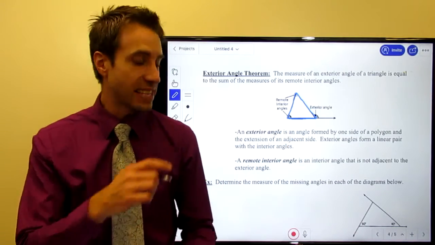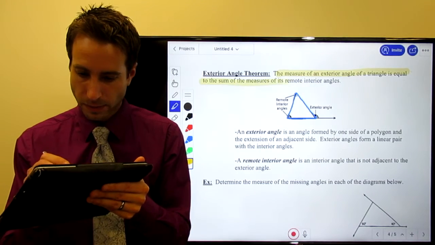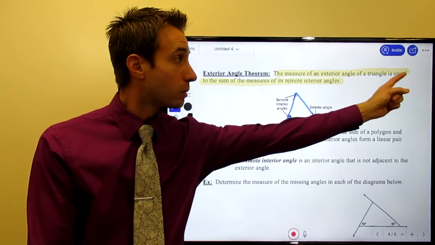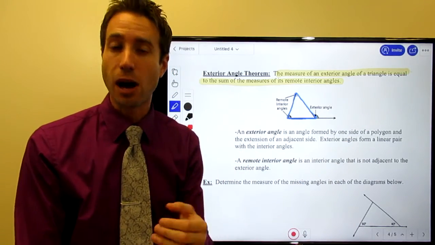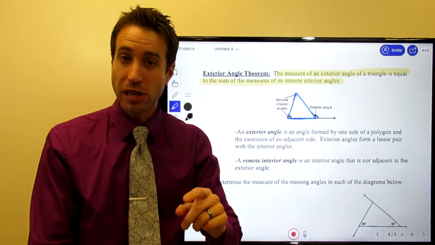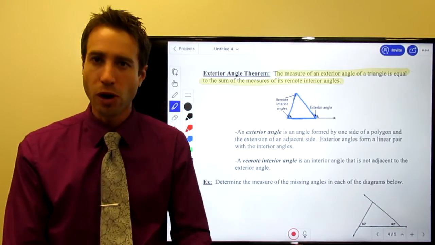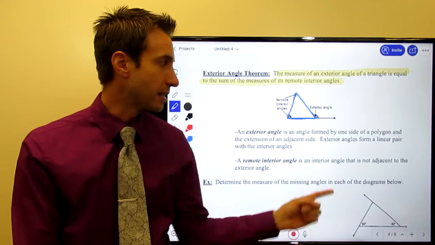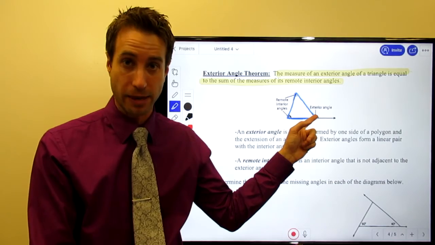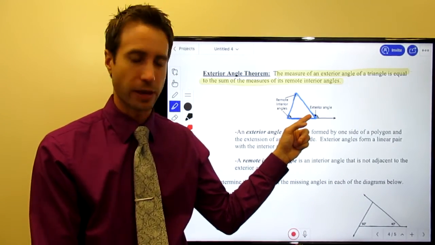Now, what this theorem says is this. The exterior angle is equal to the sum, that means add, of the remote interior angles. Now, remote is a really fancy word you probably have never heard before. Don't worry about it. Here's all it means. Exterior angle, find the two interior angles that are opposite from it, right? This interior angle is adjacent. It's right next to it. That is not remote.